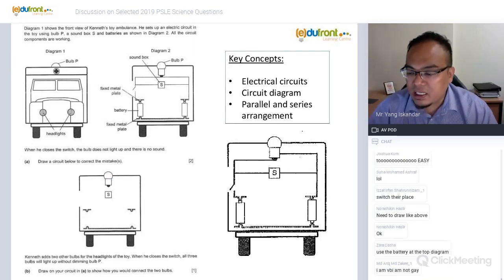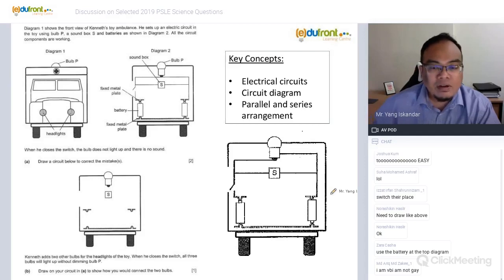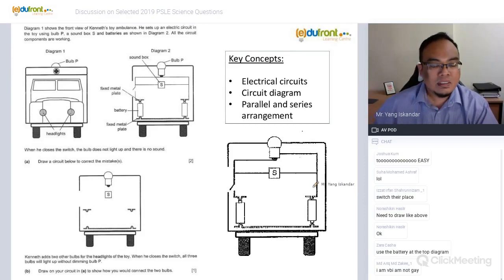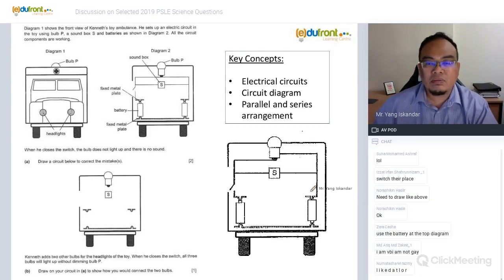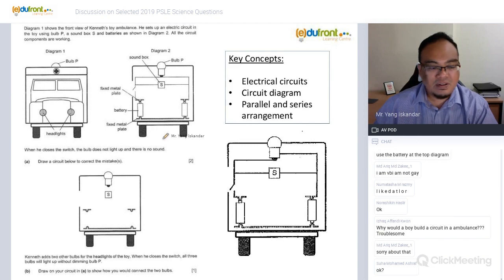It's a 2-mark question. So it's not easy. Very rare that they ask you to draw. But this was from last year's PSLE. I don't know, maybe this year they come up again. Okay, so I got a few of my top students. They were stuck with this question. They were quite intrigued with this question.